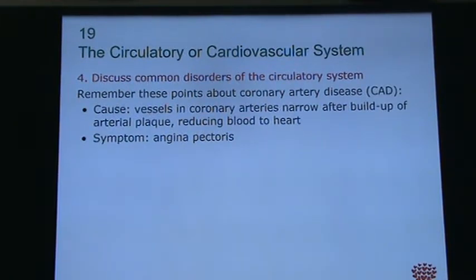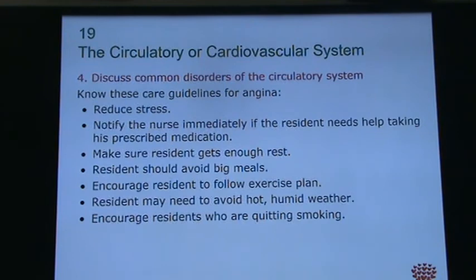So we did talk about how all of this coronary artery disease has something in common. The artery narrows, with a buildup of arterial plaque, fats, which now reduces normal blood flow to the body.